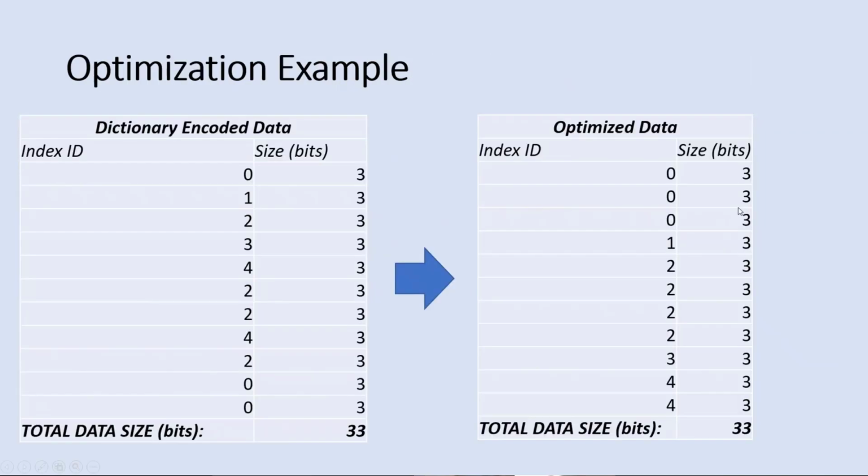A really simple example of what optimization means is here's our encoded data from step 1, a bunch of values 0 to 4. What optimization will do in this case is say, I'm going to order them by value. So instead of it being 0, 1, 2, 3, 4, 2, 2, 4, whatever, it's going to be all the zeros, all the ones, all the twos, all the threes, all the fours. So like values will sort together. Again, the total size in bits is the same. I've not saved any space here, but in the next step, you'll see why this helps us a lot.